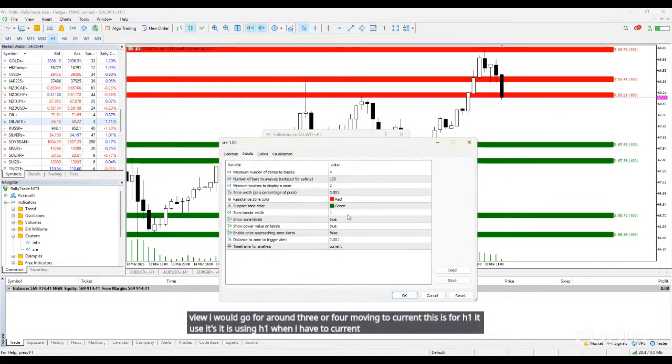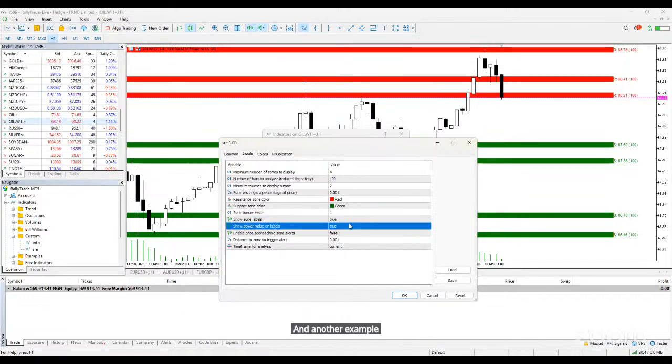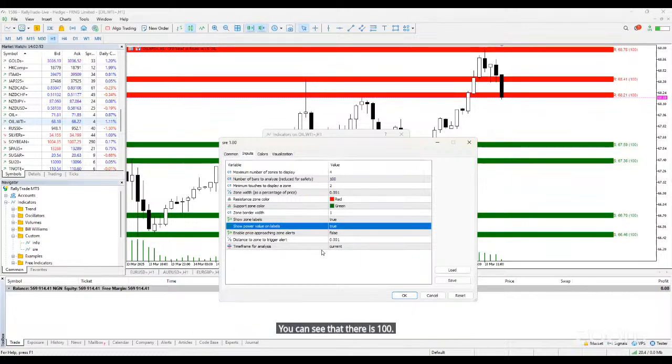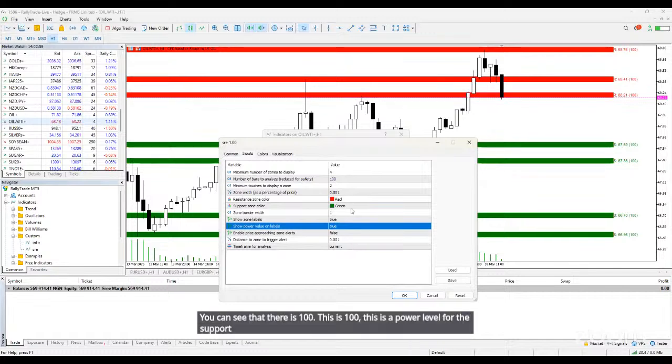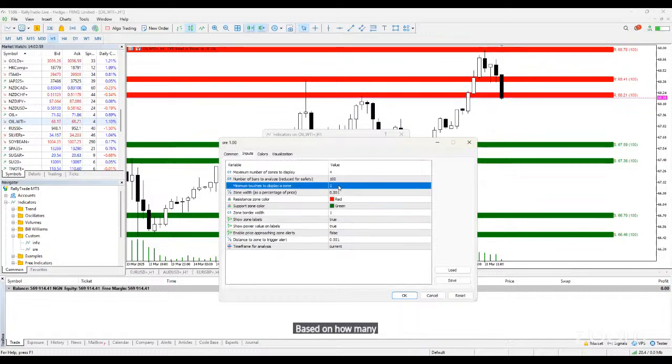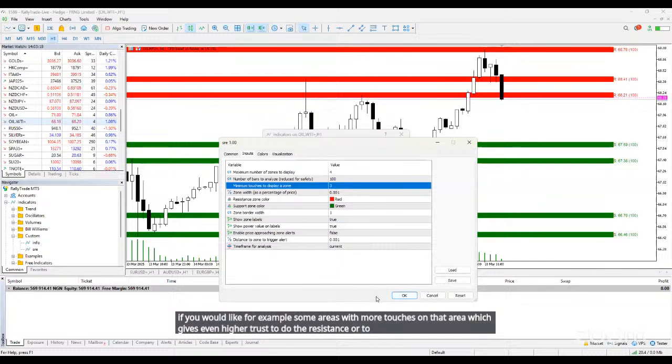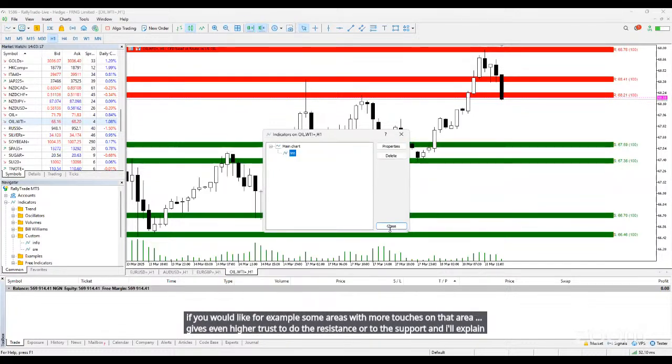And another example, I can show the labels. I can hide them if you don't want to see these prices here. You can see that there is 100. This is a power level for the support and resistance based on how many touches it had. And also you can take into consideration that if you would like, for example, some areas with more touches on that area, which gives even higher trust to the resistance or to the support, and I'll explain the touches right away, you can change it like this.